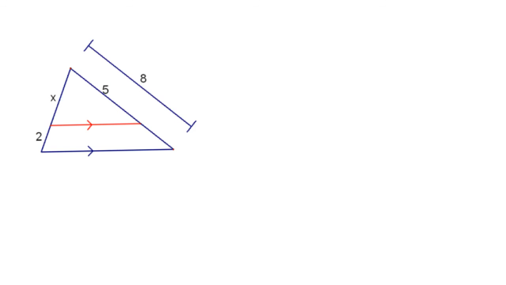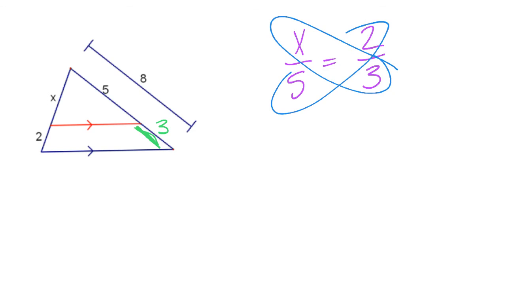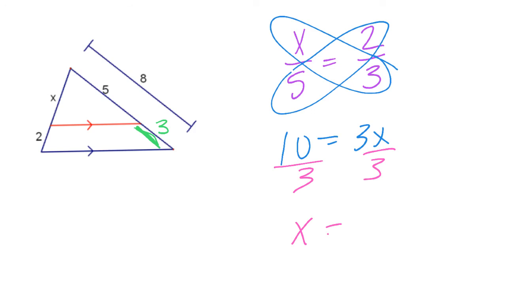To use this here, we need to actually find this little segment on the bottom right here. So if the whole thing is 8, this top piece is 5, it means this bottom piece is 3. So then we can set it up. X over 5 equals 2 over 3. Cross multiply. 10 equals 3x. Divide by 3 on both sides. X equals, you can leave it as 10 over 3 or 3.3 repeating.